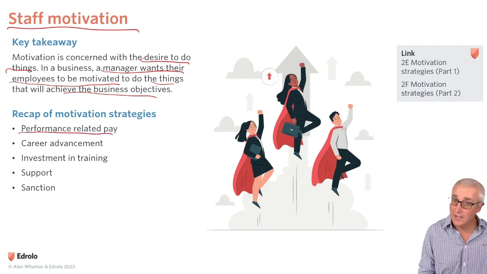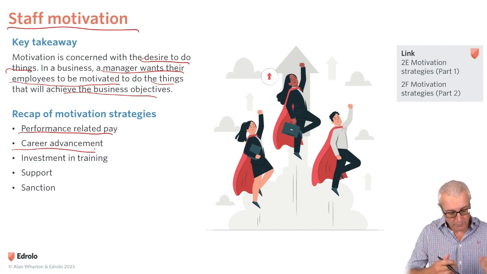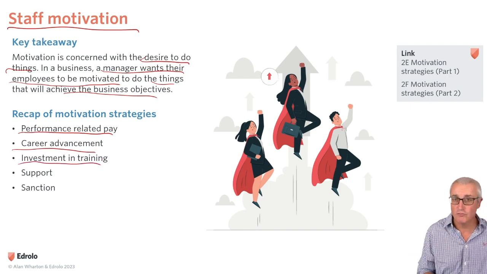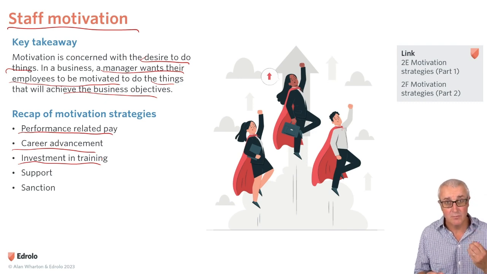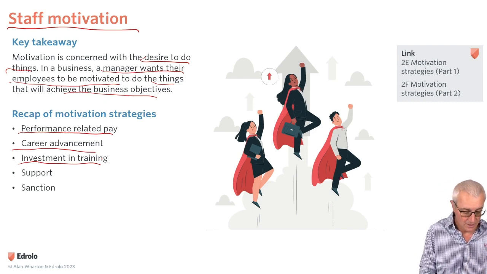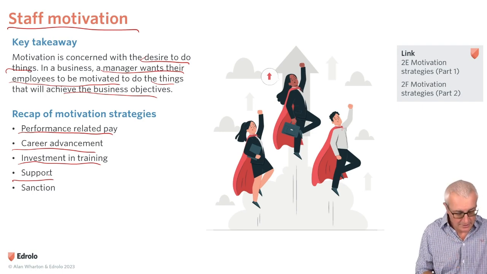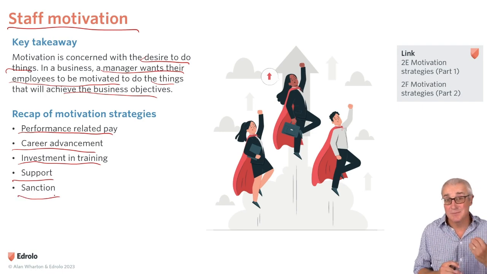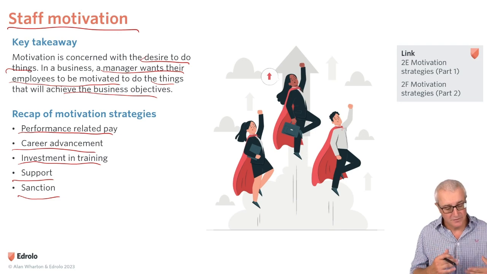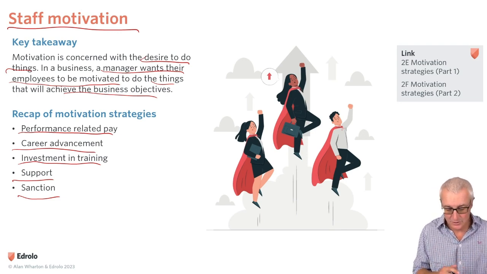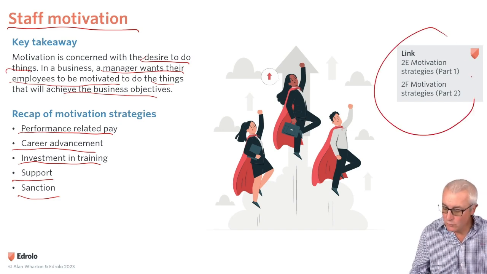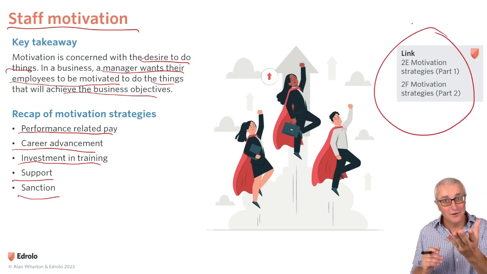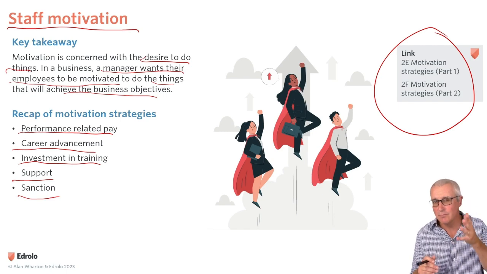So if you remember, there's a lot of strategies we can use here. We can use performance-related pay, career advancement, getting people thinking about promotions, investment in training, so giving them some time to go on courses and pay for those, supporting the workers, and in some cases having some sanctions, effectively punishments for people who don't do things. And that's the motivation, to avoid those sanctions. Now, again, there's a lot more detail in earlier lessons, so hopefully a lot of that's a bit of a recap for you.